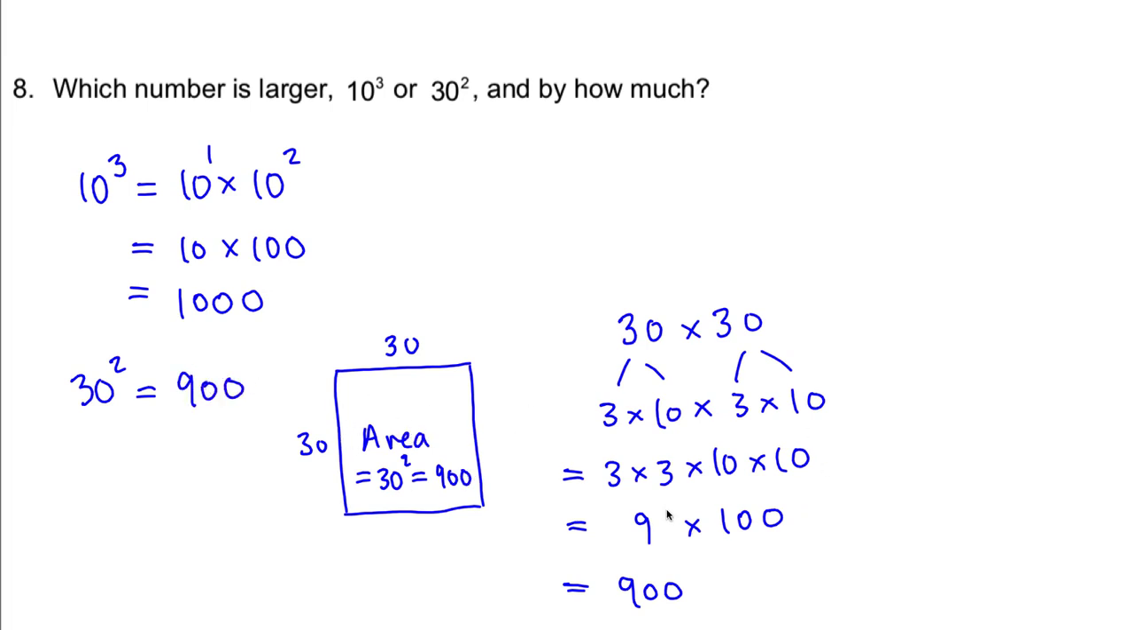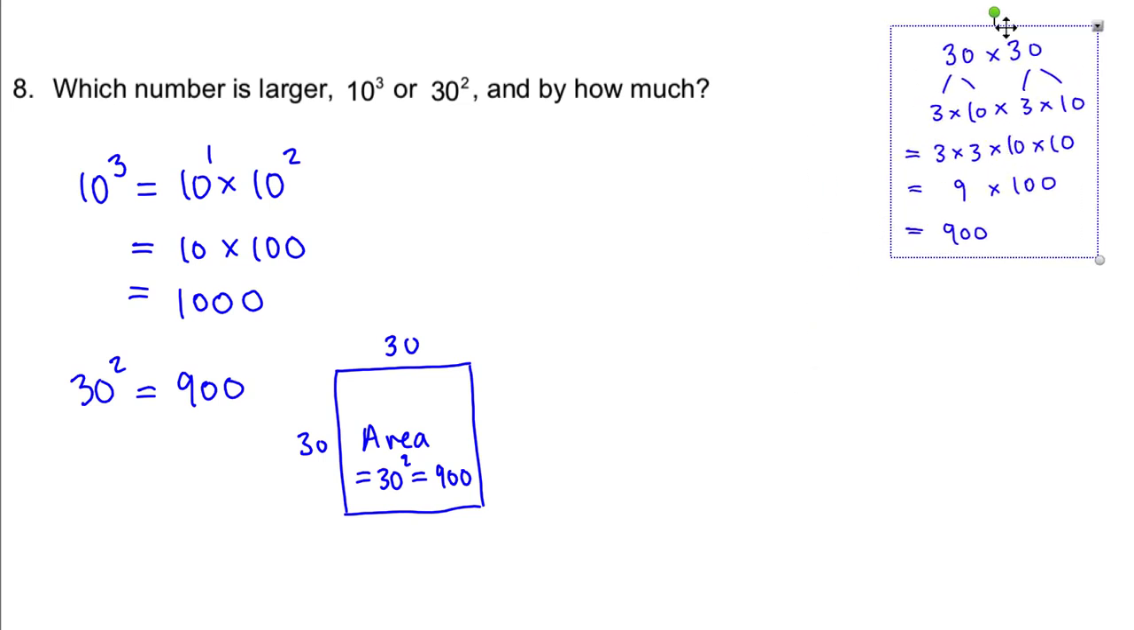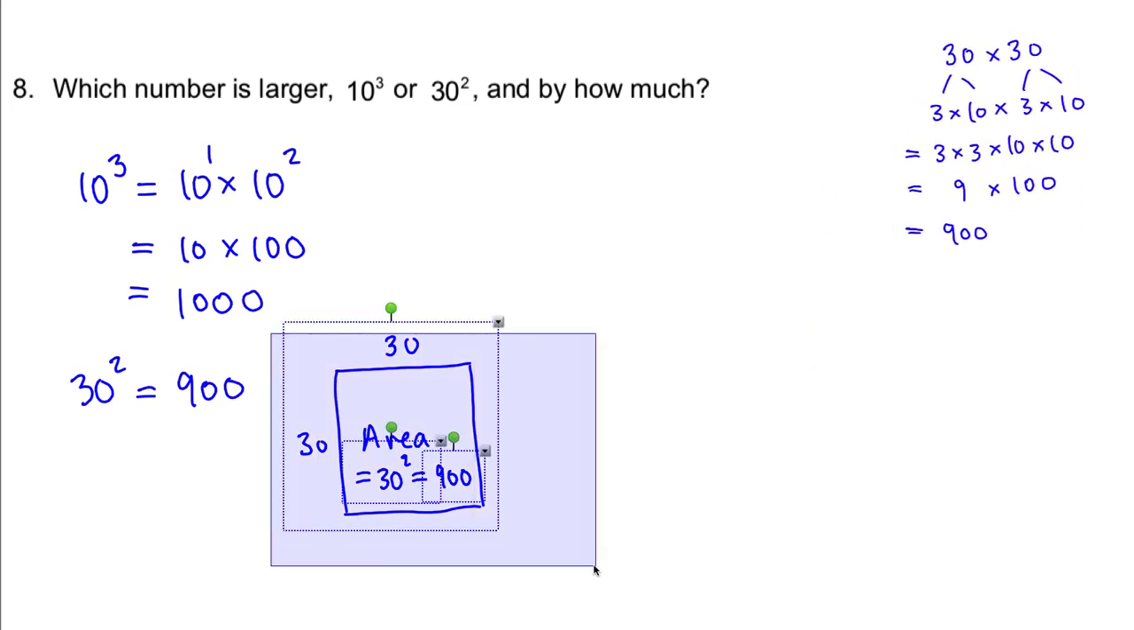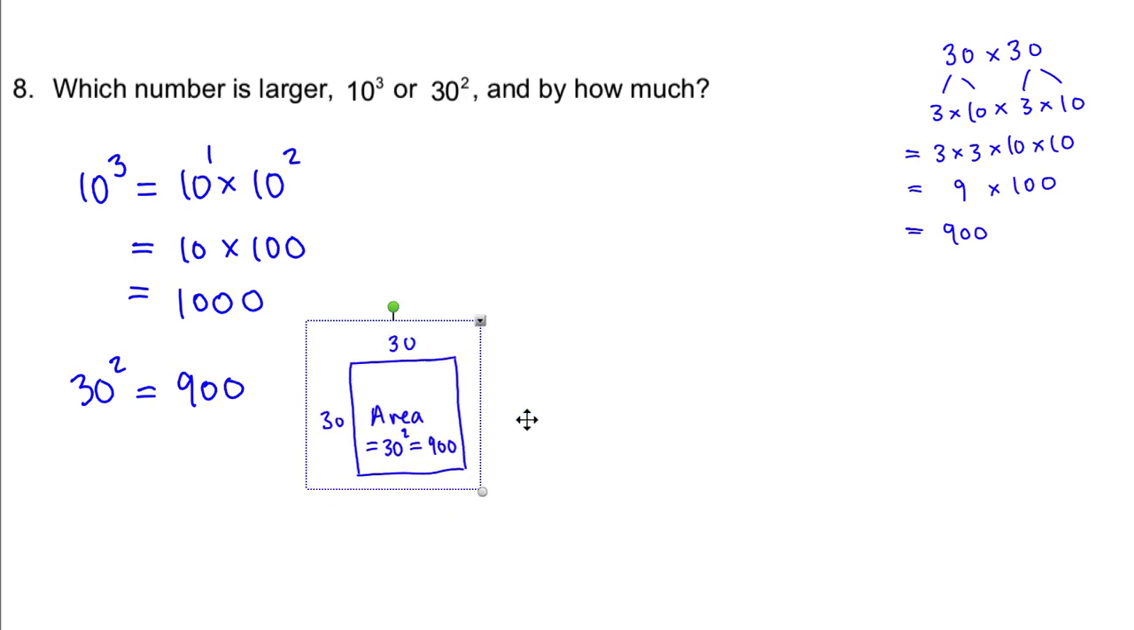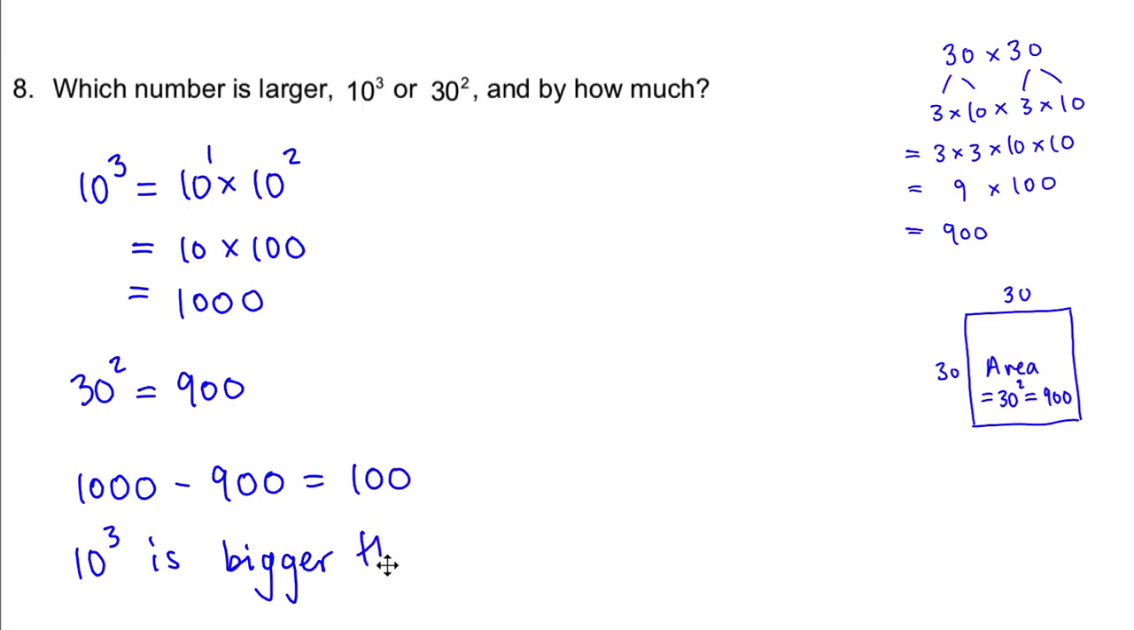Okay, so just looking at multiplication in more visual ways that we can understand or make it easier for us to work out. So that's a factor tree method, and this is just representing the area of a square with length 30. So we see that this number is bigger, and the question of by how much means to subtract. So 1,000 minus 900 is 100, so 10 cubed is bigger than 30 squared by 100.